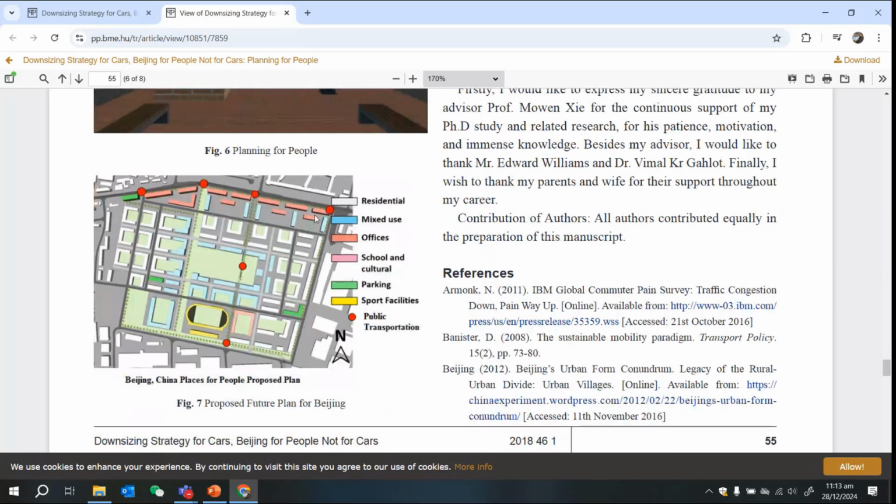But keep in mind one thing. Whenever you are planning for transit oriented development, it's important that you know where your public transportation is located, what kind of sports facilities you have provided, and where the parking is, because if you are not allowing my car, and I travel with my personal car to my home, where can I park it? The third is where the schools and cultural places are located, and where the offices are. Here you can see, everything you should plan beforehand.